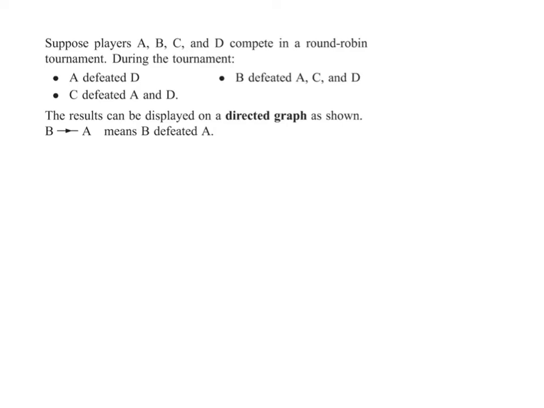So suppose we have 4 players competing in a round-robin tournament. During the tournament, we know that A has defeated D, C has defeated A and D, and B has defeated A, C, and D. What we want to do is draw a directed graph to show that information. So we have our links A, B, C, and D. We know A defeated D, so we're going to draw a straight line and put an arrow on that line to show that.